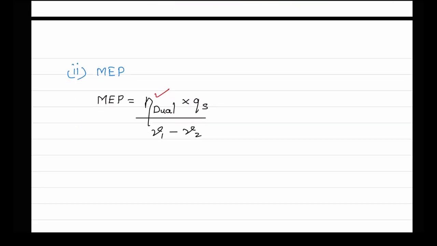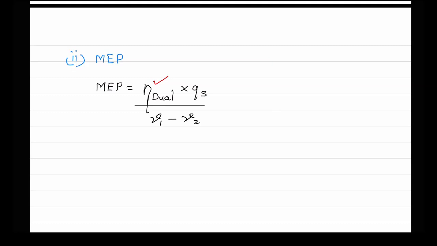We need value of QS, we need value of V1, we need value of V2. These values we don't have. So one by one we are going to find all the values. First, we will start with V1. So I'll write down calculation of V1. This is required.